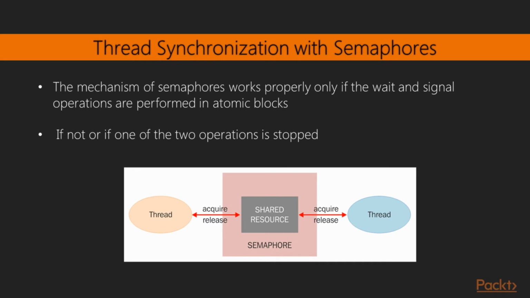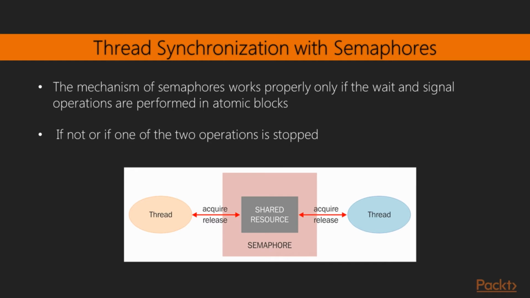Although at first glance the mechanism of semaphores does not present obvious problems, it works properly only if the wait and signal operations are performed in atomic blocks. If not, or if one of the two operations is stopped, unpleasant situations could arise.